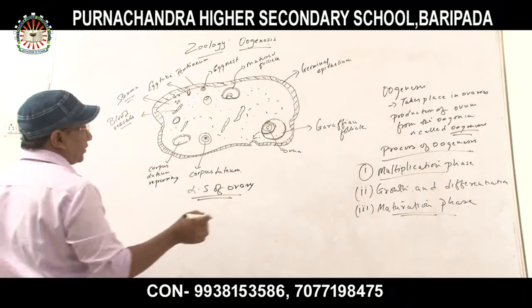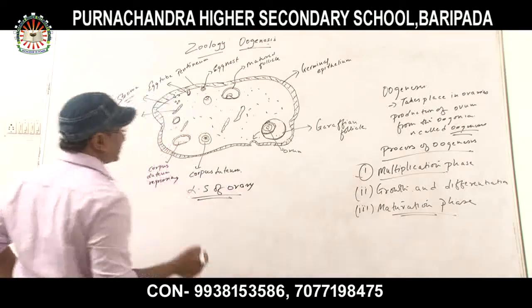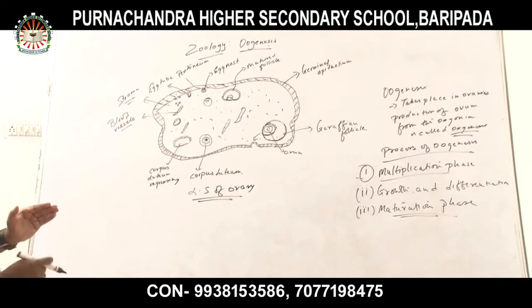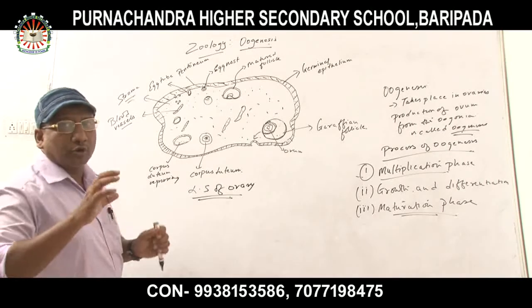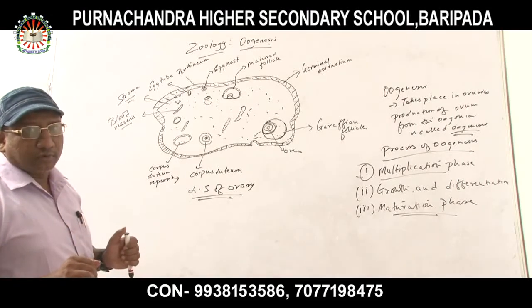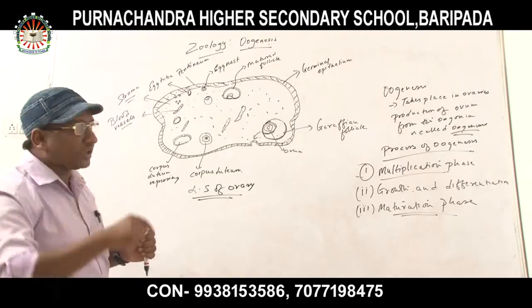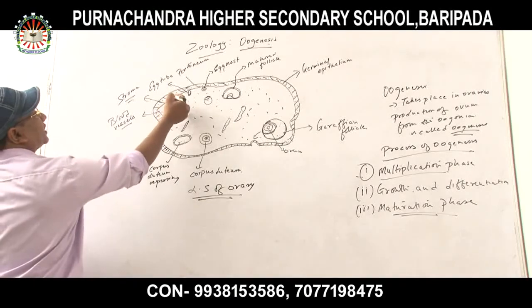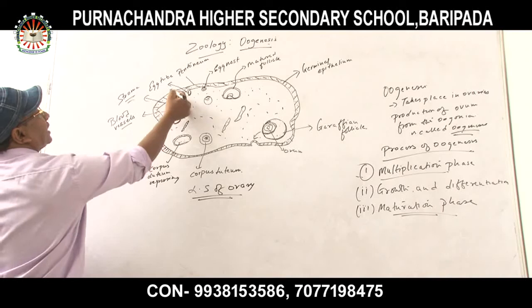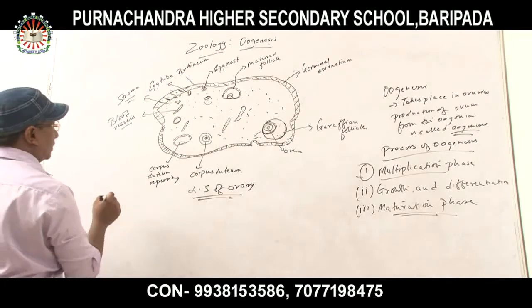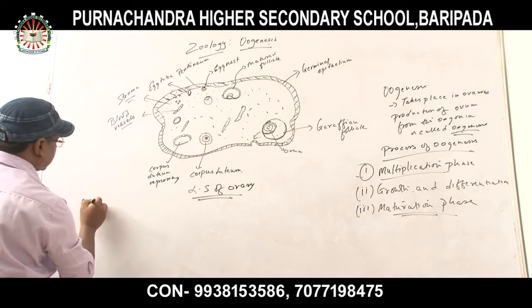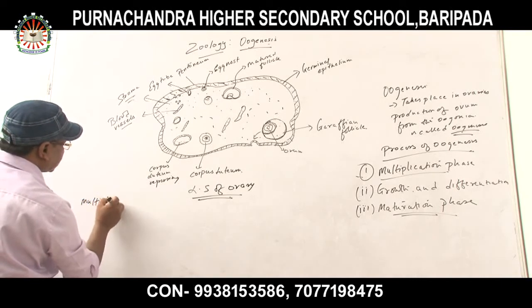First we will discuss the multiplication phase. The multiplication phase is the production, the formation of oogonia from the germinal epithelium. So this is the structure of the ovary, and this outermost layer is called the peritoneum, and these layers are the germinal epithelium. From the germinal epithelium, in our case, the multiplication phase takes place.